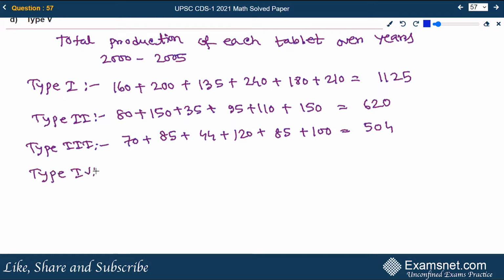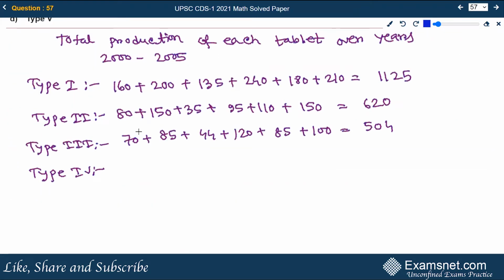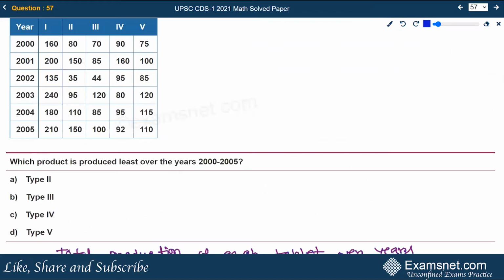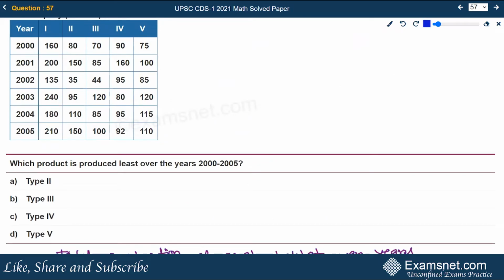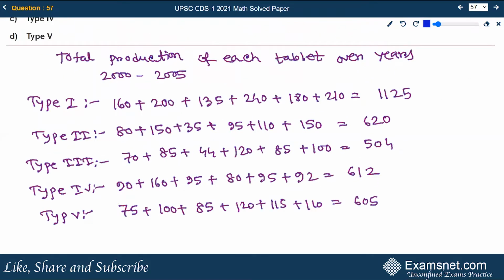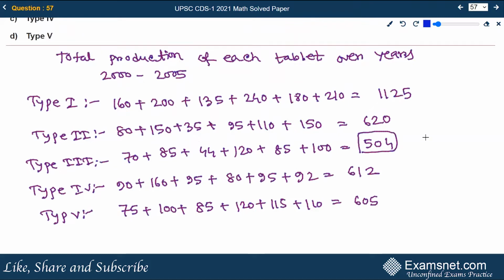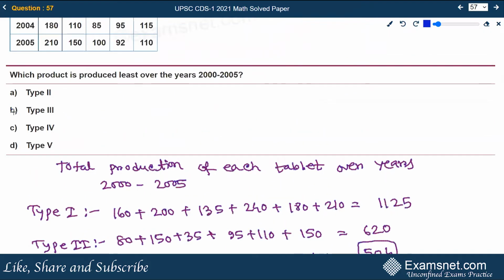Next, check type 4: 90, 160, 95, 80, 95, 92. Add all of them: 90, 160, 95, again 95, 92. I'll get 612. And the last one is type 5: 75, 185, 120, 115, and 110. Let's add them. That is 605. Now you can easily find which product is produced least over these years, whose value is least. That is type 3, 504 only. So here option B is the correct answer, type 3.